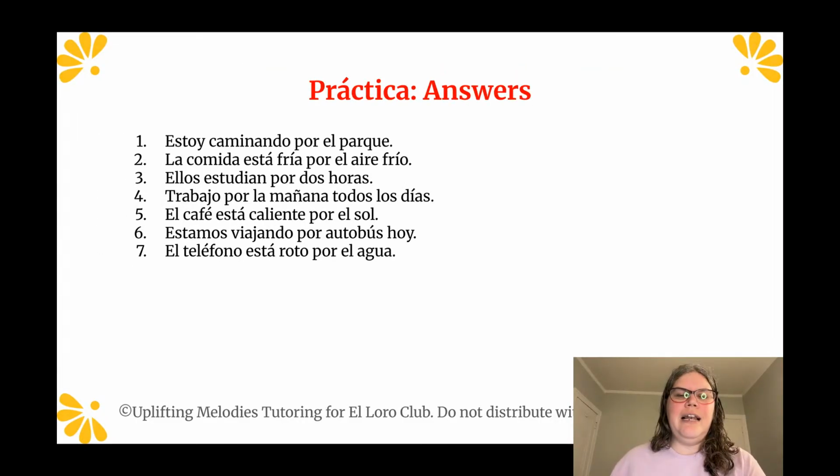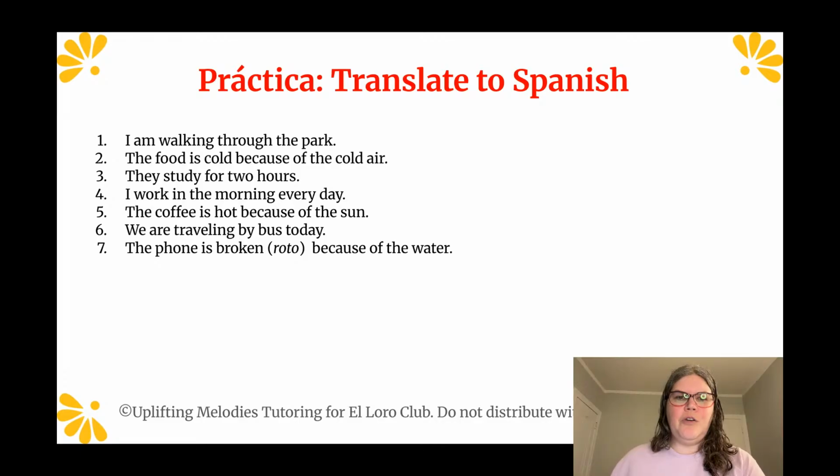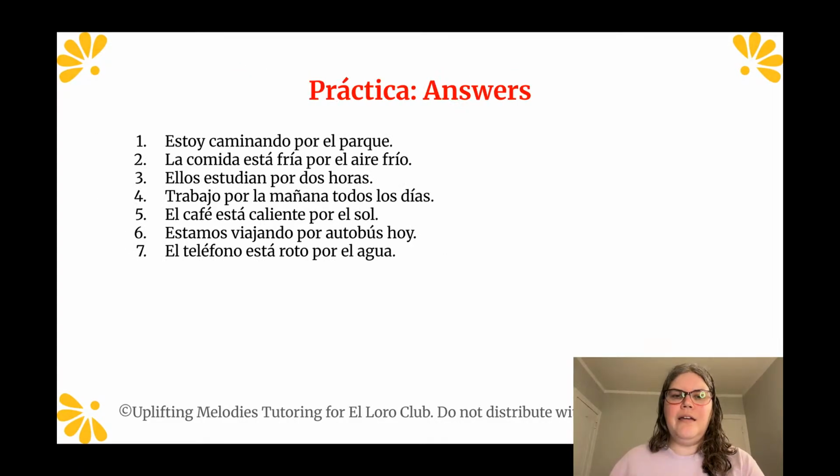This one is el café está caliente por el sol. Estamos, let me go back. We are traveling by bus today. Estamos viajando por autobús hoy.